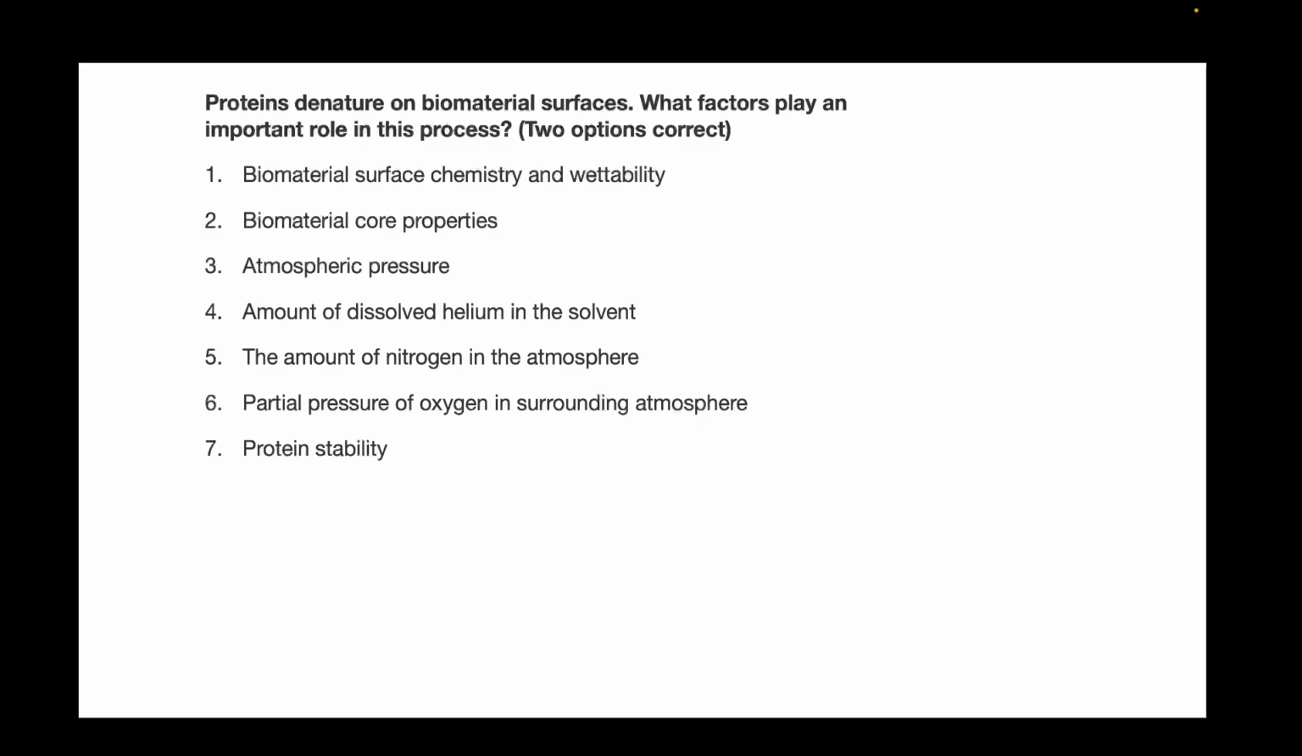What factors displayed here play an important role in the process of protein denaturation? You have to select two correct options here. Biomaterial surface chemistry and wettability, biomaterial core properties, atmospheric pressure, amount of dissolved helium in the solvent, the amount of nitrogen in the atmosphere, partial pressure of oxygen in surrounding atmosphere, or protein stability. Which of these two options do you think are correct?